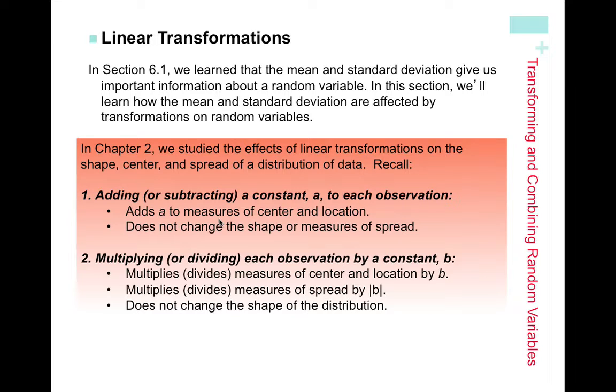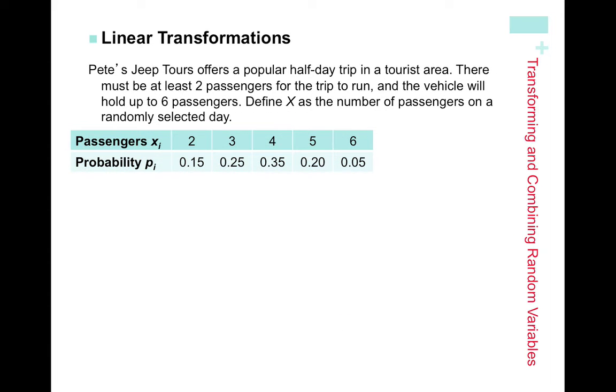So if we added or subtracted something, that changed the measure of center location, but it did not change the shape or measures of spread. When we multiplied or divided by something, it changed the measure of center and location. It changed the measure of spread by the absolute value of b. Now this doesn't include the variance. The variance gets changed by b squared. And it does not change the shape of the distribution. So we talked about transforming variables.